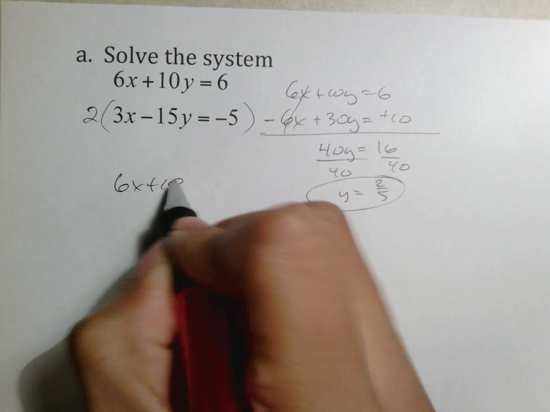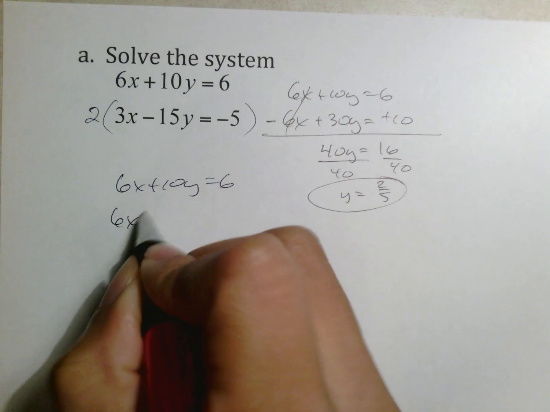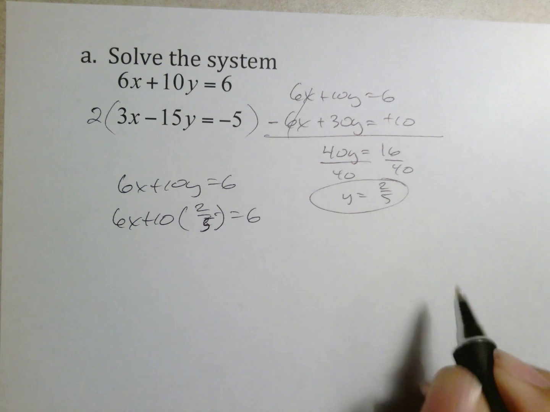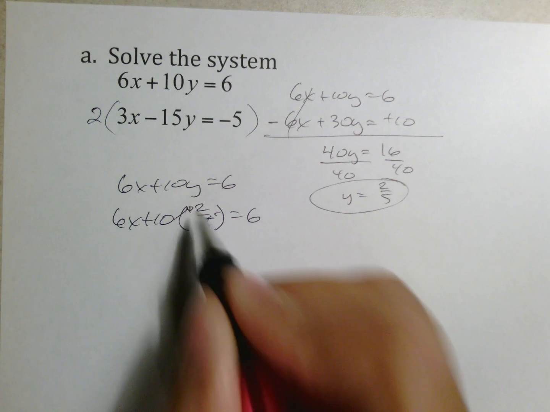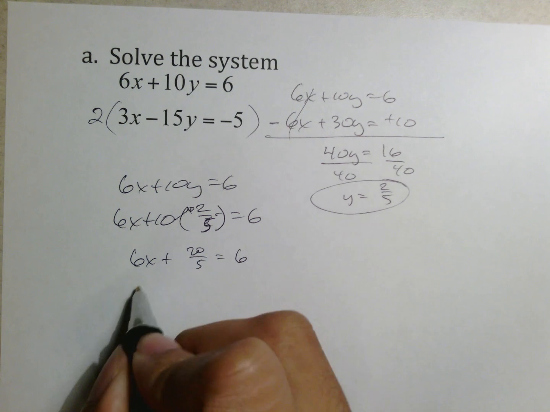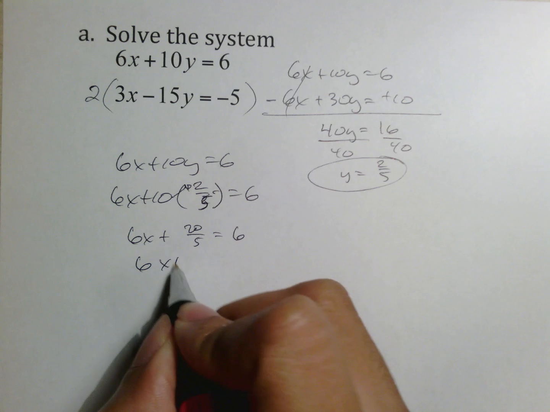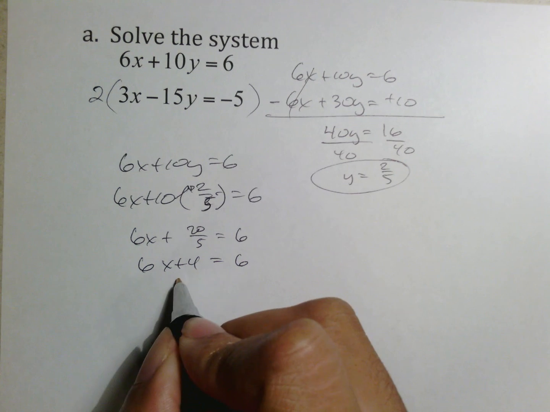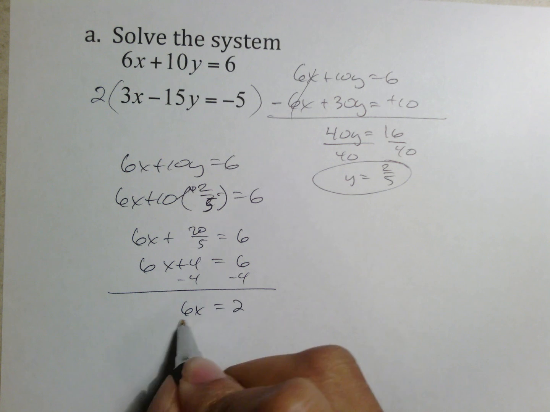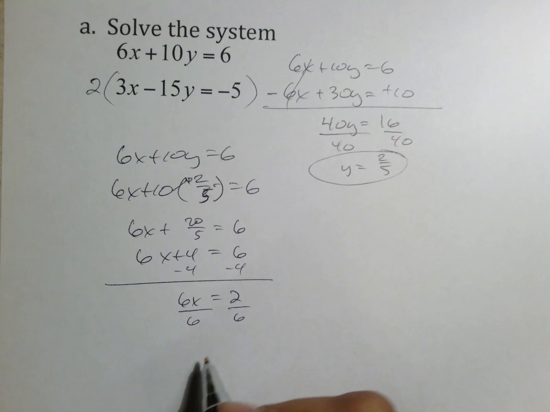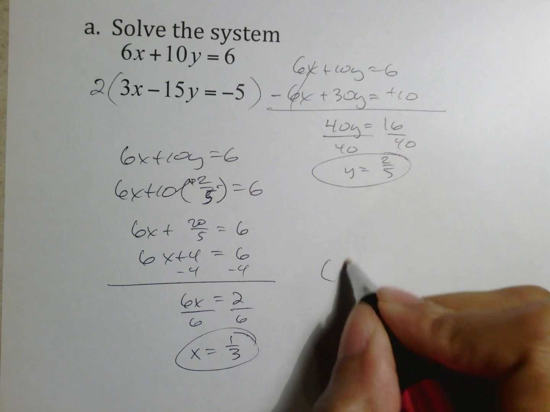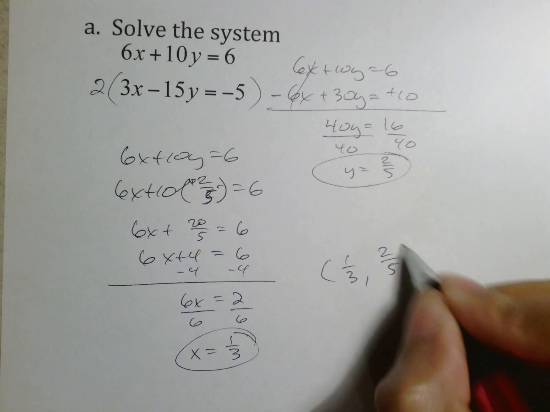So 6x plus 10y equals 6. 6x plus 10 times 2/5 equals 6. And again, remember that the whole number goes to the top. So you end up with 6x plus 20 over 5 equals 6, which of course turns into 6x plus 4 equals 6. Subtracting 4 from both sides, you get 6x equals 2, which when you divide by 6, you get the answer of 2/6, which can be reduced to 1/3. And so based off of what I see, my answer is 1/3, 2/5.